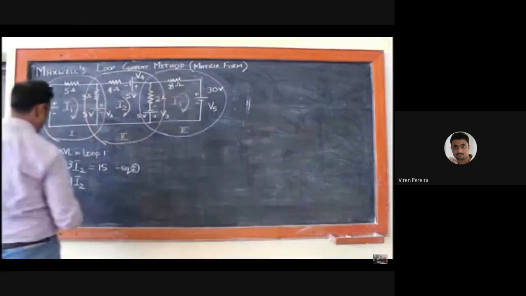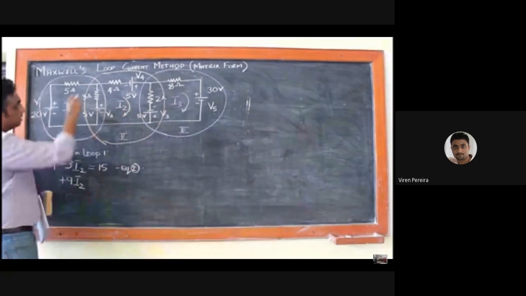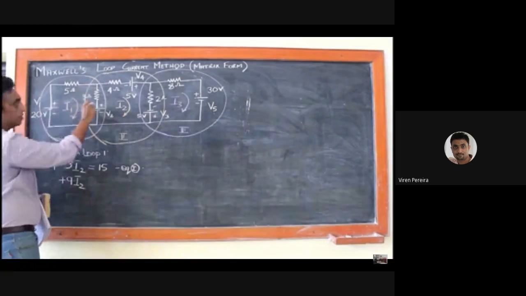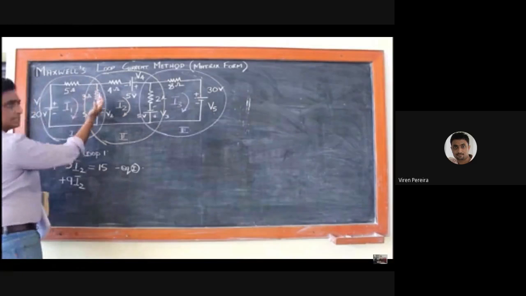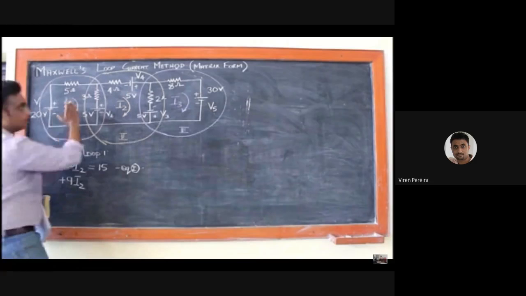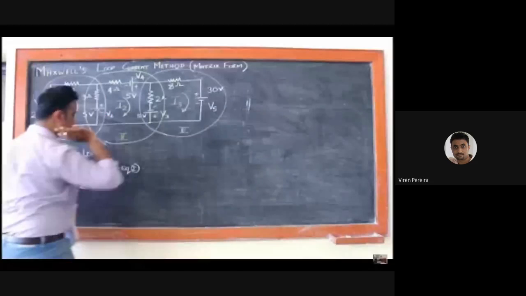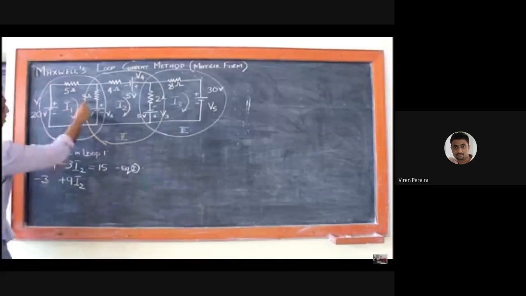This will give me plus 9 I2. What about the 3 ohm resistor? The 3 ohm resistor also has current flowing in from I1. It is in the other direction, from top to down. Any resistor which is dealing with the other loop should be taken as minus. So I have minus 3 I1.